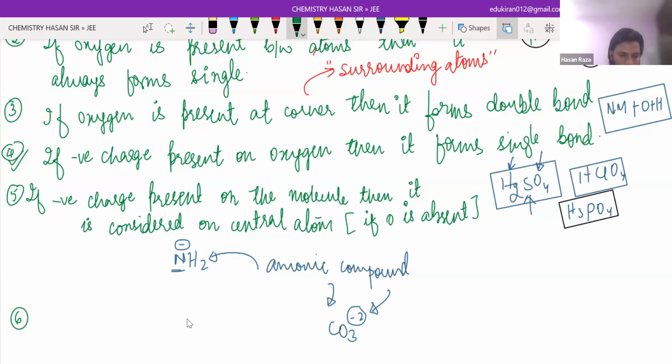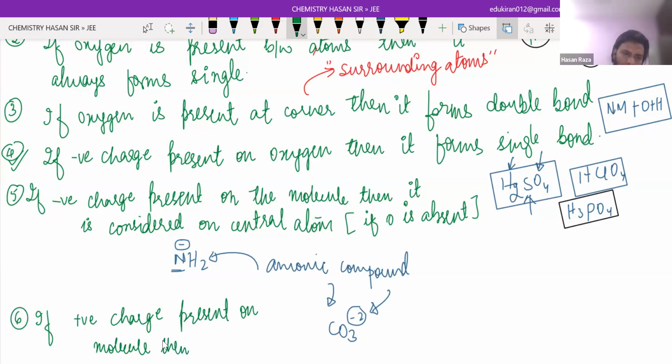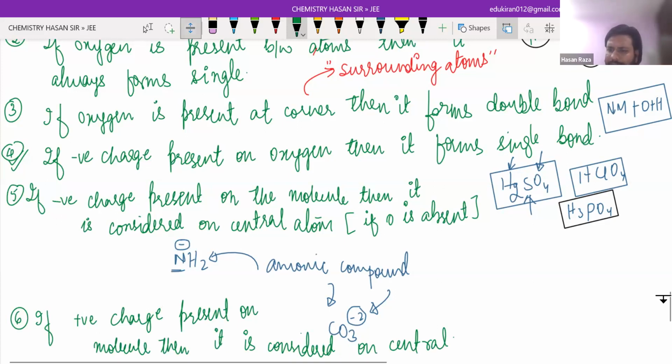Now, the next rule, which is very important: if a positive charge is present on a molecule, then it is considered on the central atom. So very simple, this is very simple. Whether oxygen is there or not, the positive charge will always be considered on the central atom.